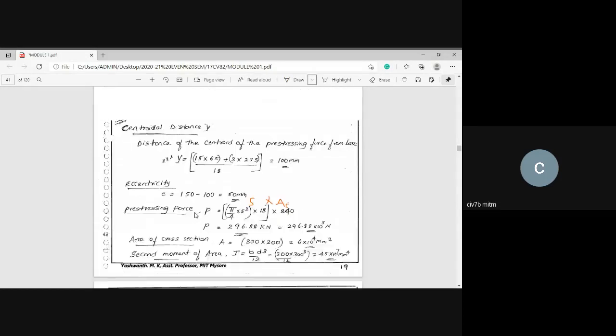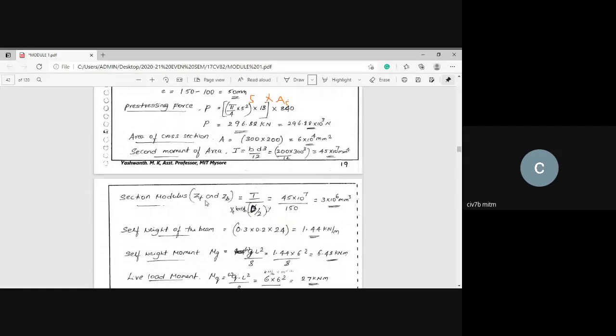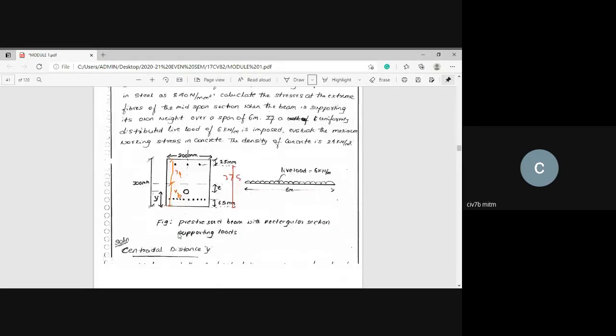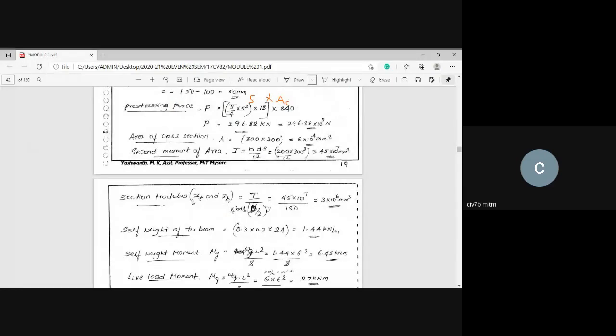Therefore, your sectional modulus is also the same. If this YT and YB distance differs, if it is not a symmetrical section, then we need to calculate ZT and ZB differently. We cannot assume it as the same. Since YT and YB are the same, the sectional modulus will also be the same. Therefore, ZT is equal to ZB is equal to I divided by YT or YB.